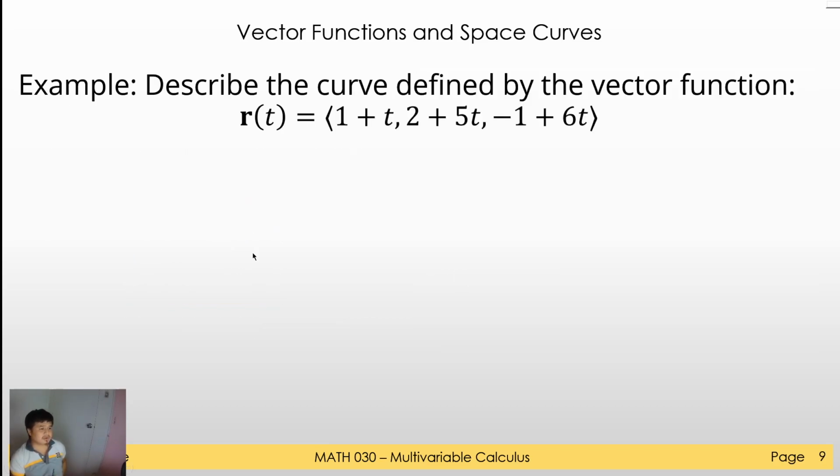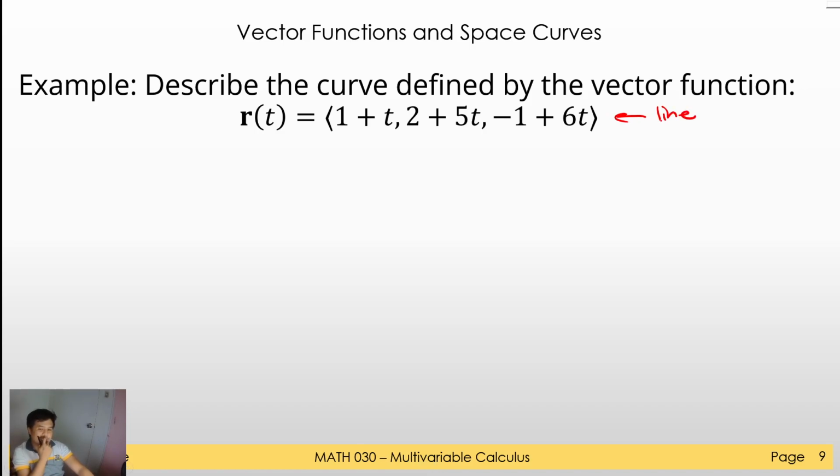Okay, so describe the curve defined by the vector function r of t. So we have 1 plus t, 2 plus 5t, negative 1 plus 6t. We already discussed the lines, no? The parametric equations of lines. So this is easy for us to understand. We know that this is already a line. We don't need to solve this, no?